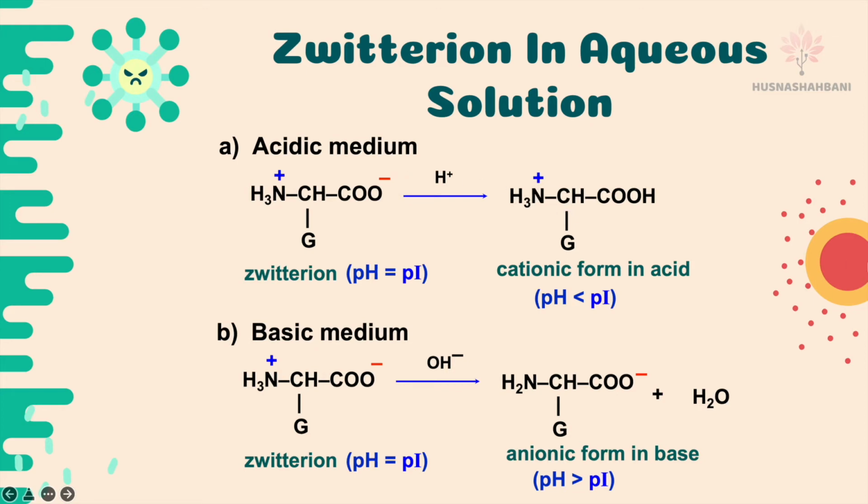So in acidic medium, the pH is less than pI. We know that pH is low when it is acidic. So the pH is less than pI when you see the cationic form in acid. When you see this amino acid form in acid, you know that the pH is less than pI. The carboxylate ion is not here anymore.